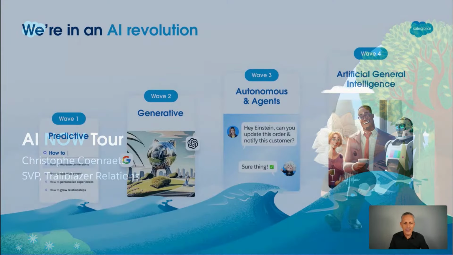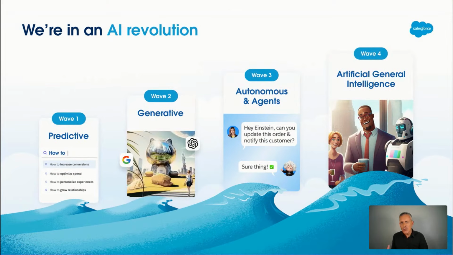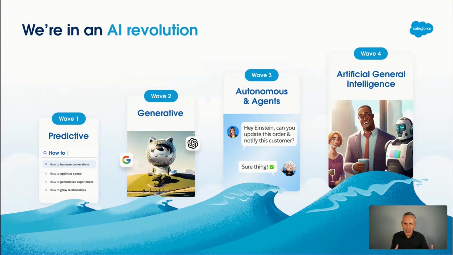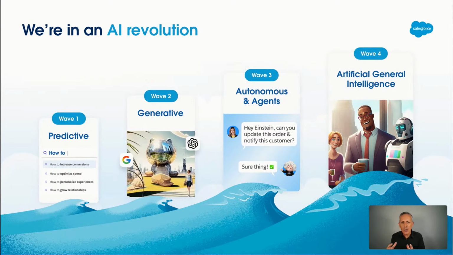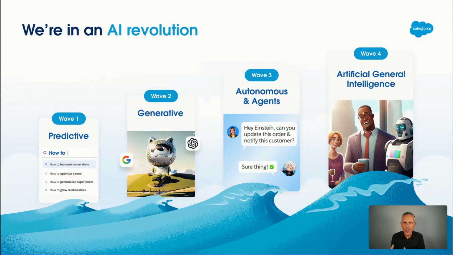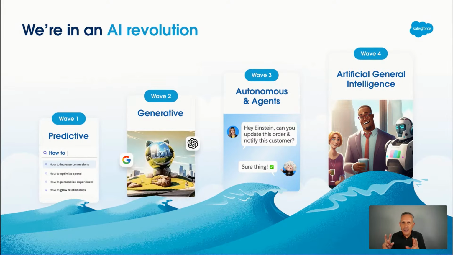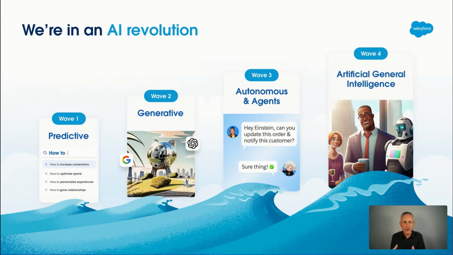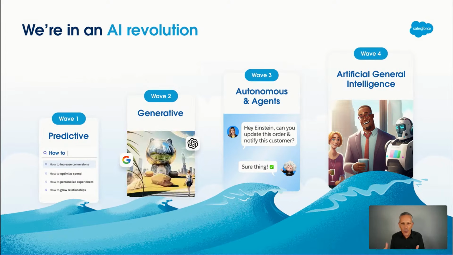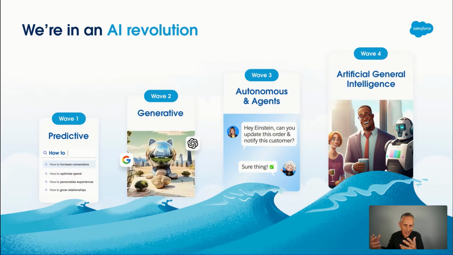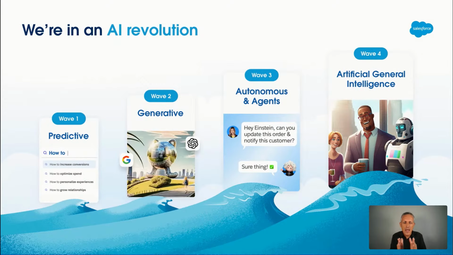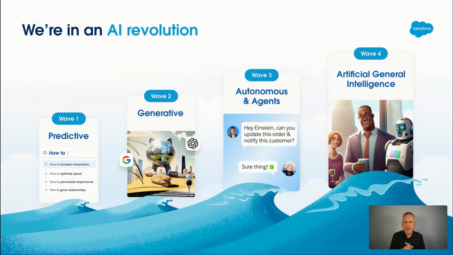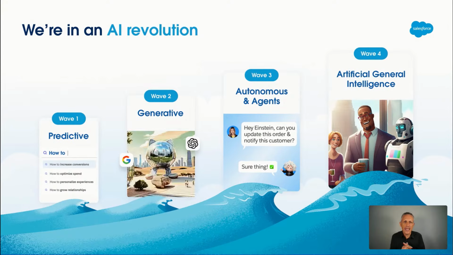So let's get started. We are in an AI revolution. You know it, you feel it, I know it, I feel it. It's all over the place, all around us. And last year, we were really in wave 2, and it was really about these large language models able to generate content. And that was super exciting. We were all like, wow, ChatGPT, it was really an amazing shift. But now we are really entering wave 3 of that AI revolution.